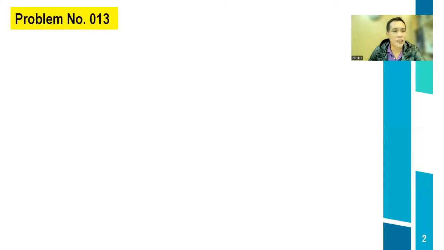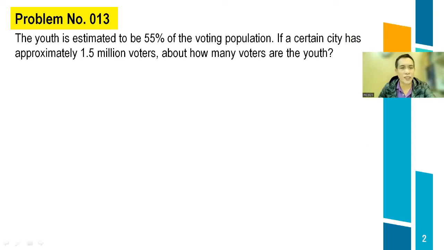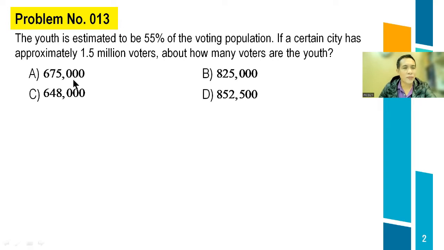Problem number 013. The youth is estimated to be 55% of the voting population. If a certain city has approximately 1.5 million voters, about how many voters are the youth? The choices are A, 675,000, B, 825,000, C, 648,000, D, 852,500.